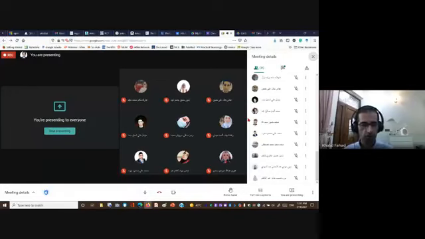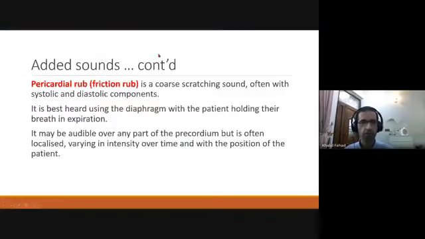Okay, as far as you have no questions, I'll move to the next added sound. The last added sound is the pericardial rub, what you call the friction rub. Why is it called friction? Because it is a coarse scratching sound, often with systolic and diastolic components. What is the mechanism behind this? It usually results from scratching of the pericardial surfaces in a disease process.